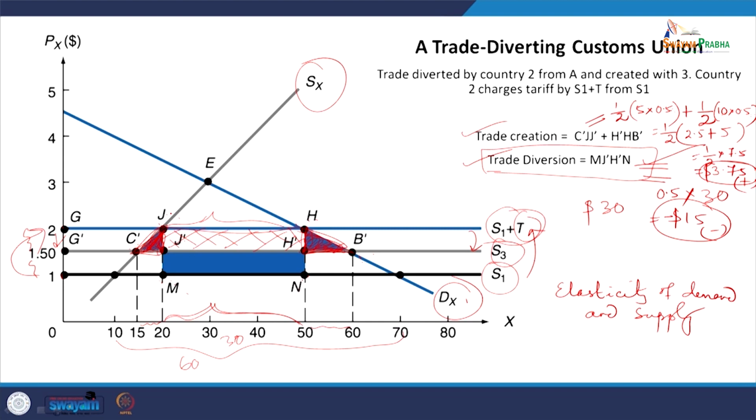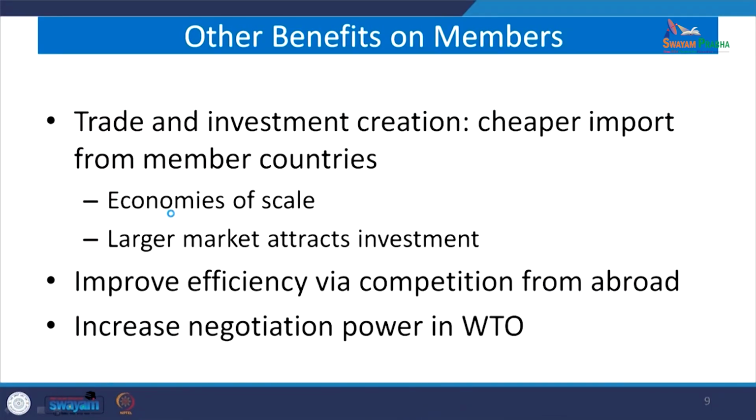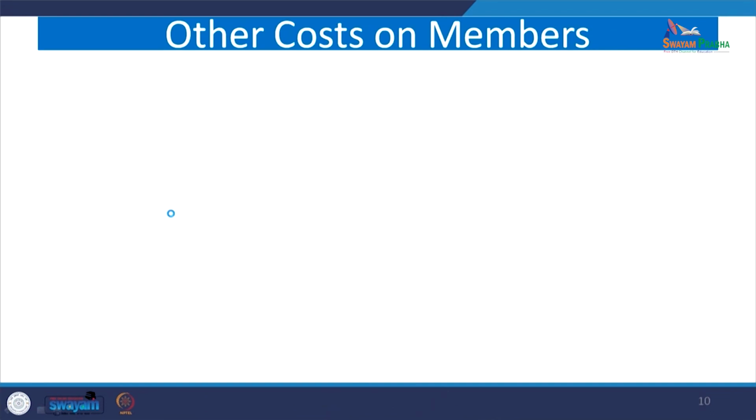So, let us come back to the discussion on the other benefits derived by the member countries from trade creation. As we already said, it has economy of scale linkages, it will attract further investment due to larger markets, improve efficiency via competition from abroad, and also increase the negotiation power in the WTO, because they have bigger groups. Member countries will vote in their own favor, so it is very important.